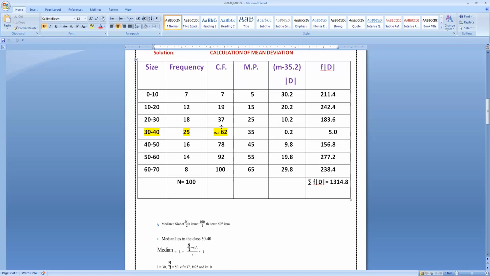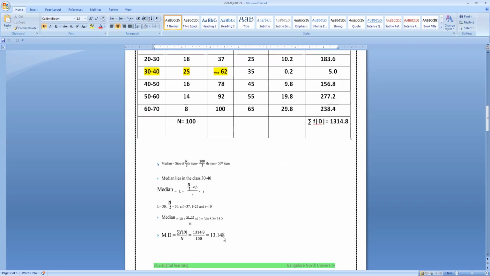Here we don't have the 50th in the CF, so we should go for the next highest. It is 62. Corresponding to that 62 in the CF column, the class interval is 30 to 40. So we get an idea that the value of median is located in the class interval of 30 to 40. Then we have to apply the formula because it is a continuous series.